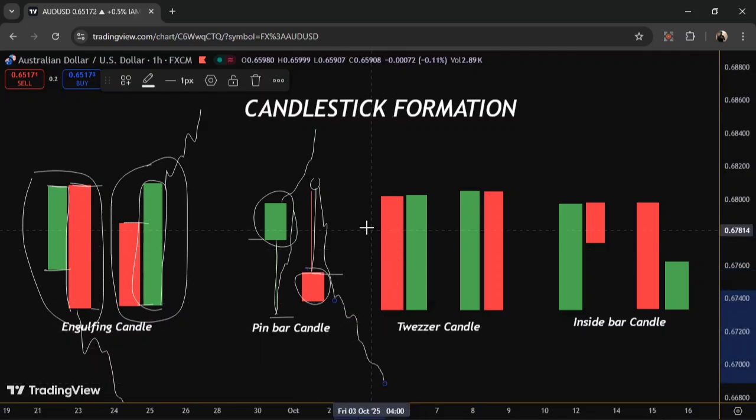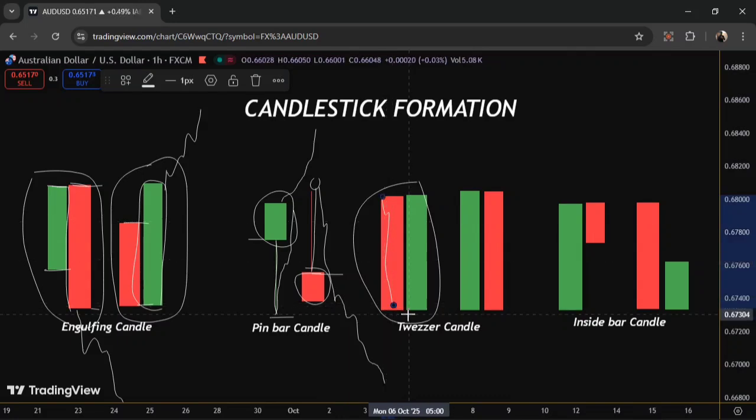And we also have the tweezer top and the tweezer bottom. Right now, this is the tweezer bottom. What the tweezer bottom states is that the previous candle is a selling candle, which signifies sellers pushing price lower, while the next candle does the opposite thing and pushes price back to the initial opening price, signifying buying momentum. So from there, price might likely continue buying higher.